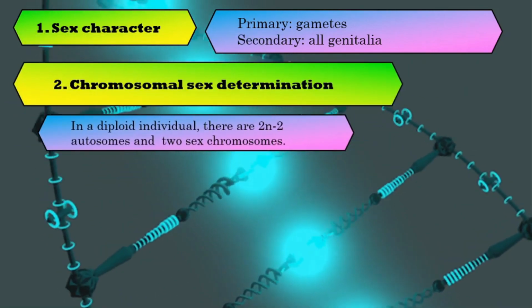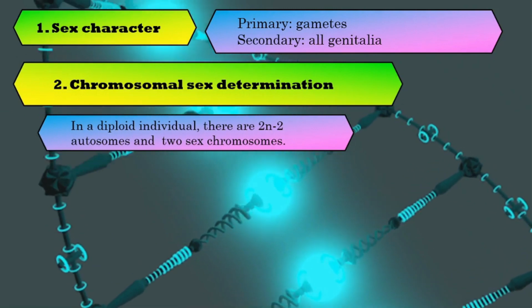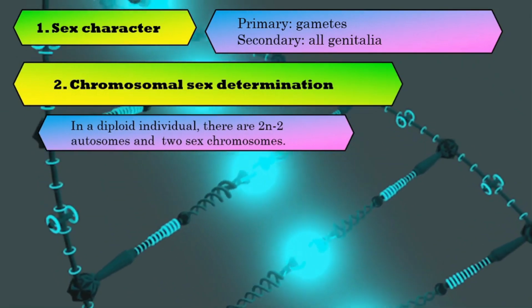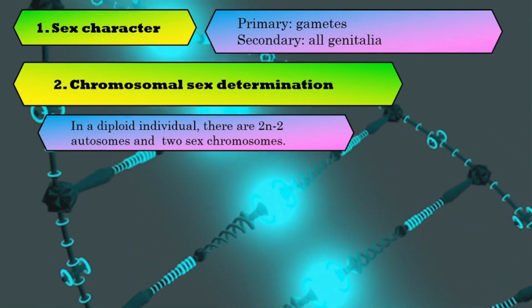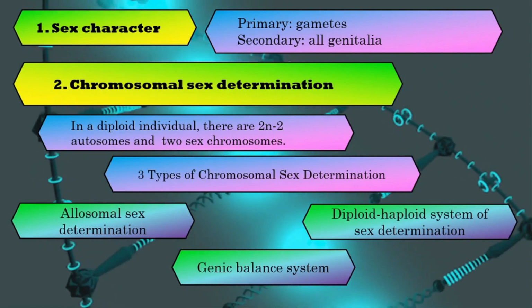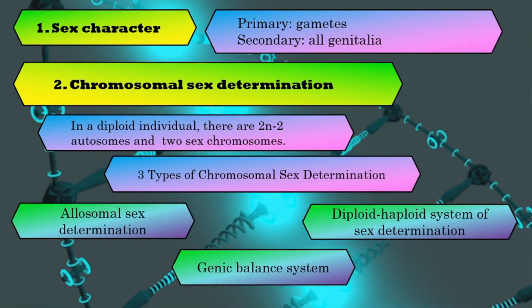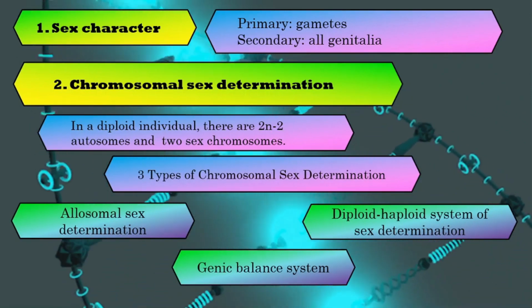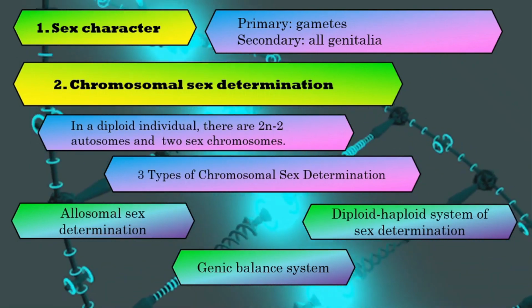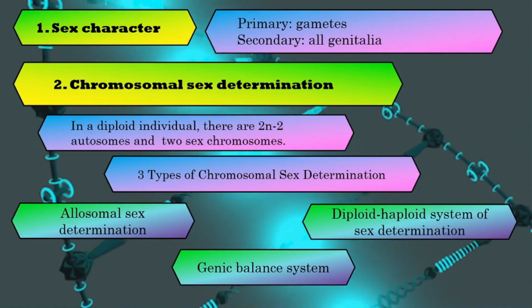The next mechanism is chromosomal sex determination. In a diploid individual, there are 2n-2 autosomes and 2 sex chromosomes. There are three types of chromosomal sex determination. First, allosomal sex determination. Second, the diploid-haploid system of sex determination. And last, the genic balance system.